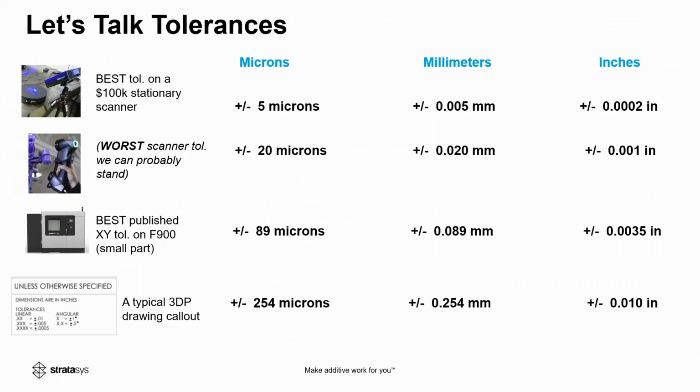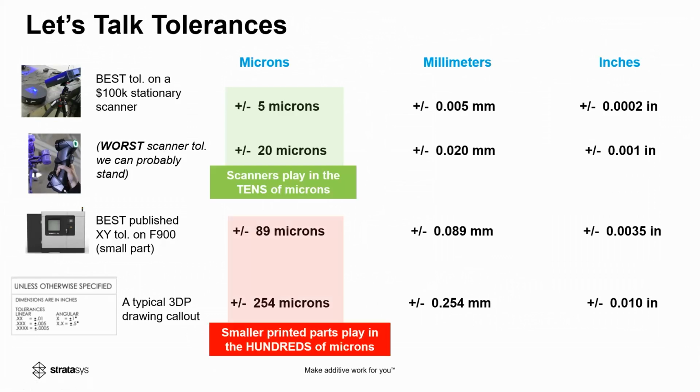And a typical drawing callout, where the dimension is not specified, is about 250 microns. So a general rule of thumb is the scanners are playing in the tens of microns, and your printed parts are playing in the hundreds of microns. That's how I remember it.